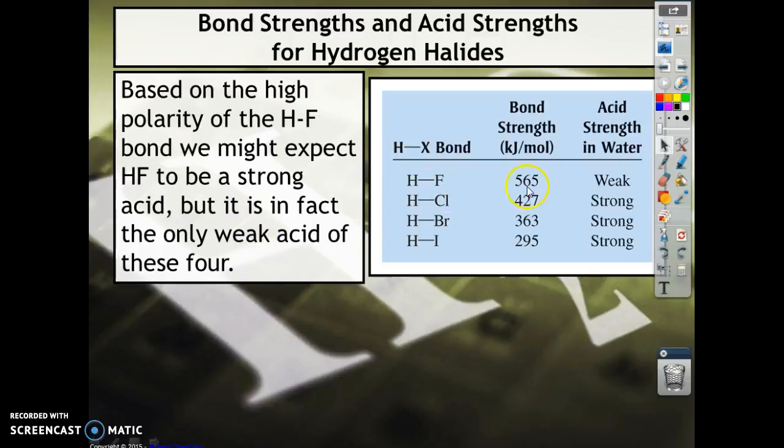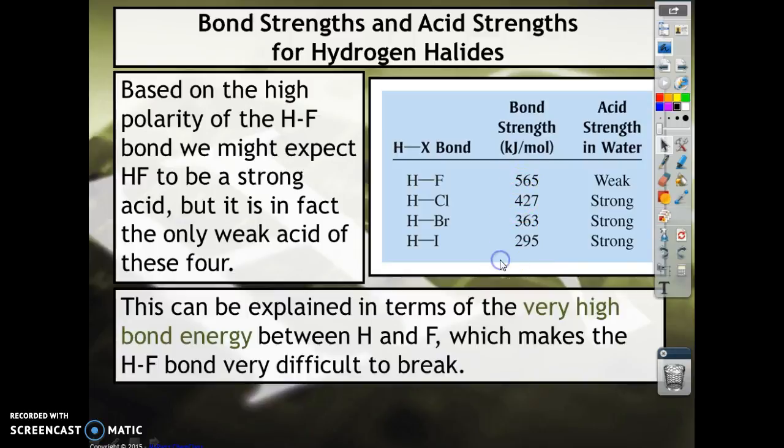HF, pretty weak because it has a large bond strength. HCl, pretty strong even though these numbers are kind of close. Same with HBr and HI. They're really not far off from each other, so why are all these strong and this one weak? Well, it has to do with the bond energy. This is hard to break. When you get over 500, it's hard to break a bond.